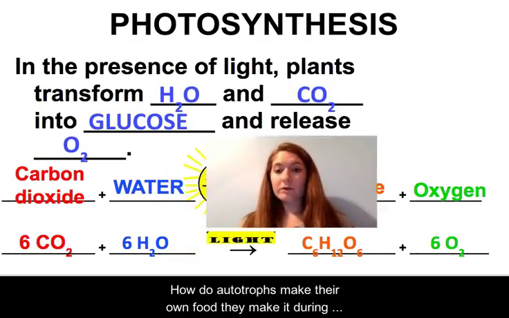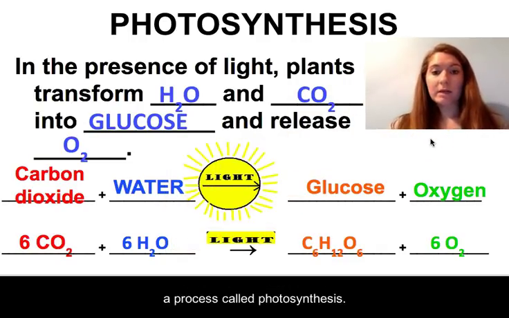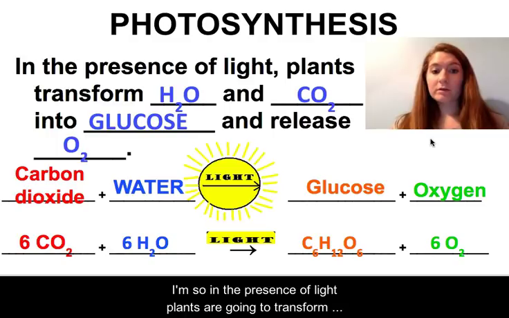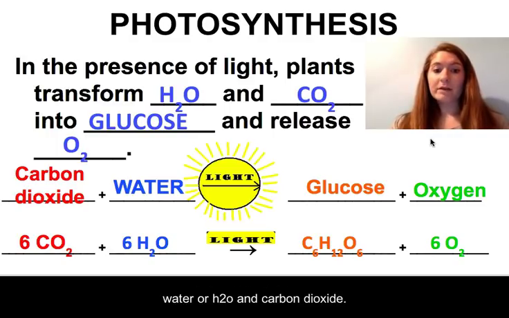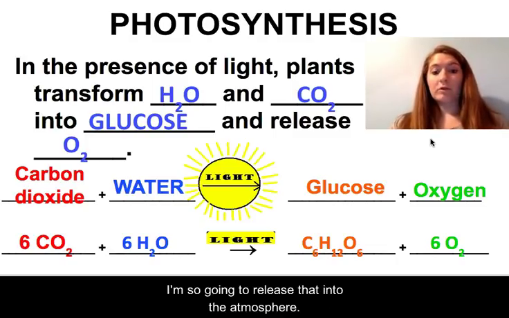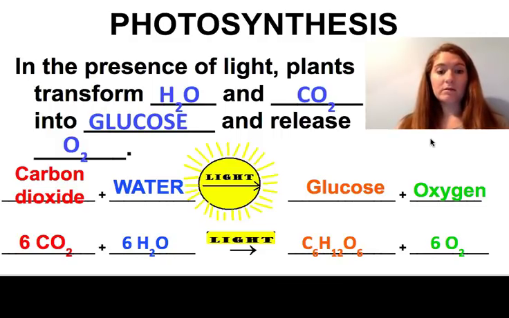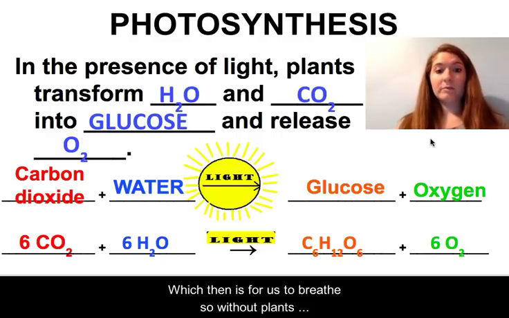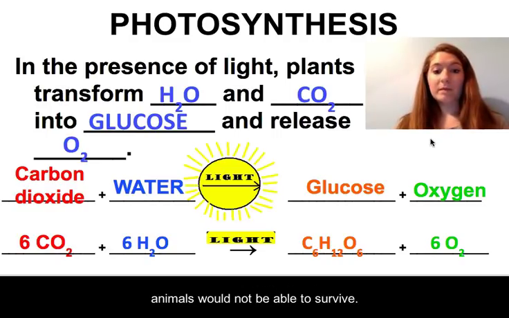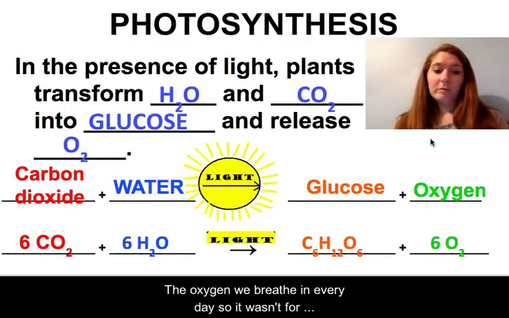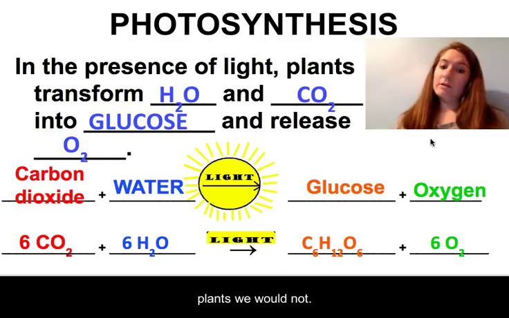All right, how do autotrophs make their own food? They make it during a process called photosynthesis. In the presence of light, plants are going to transform water, H2O, and carbon dioxide, CO2, into our glucose molecule. It does not need the oxygen, so it's going to release that into the atmosphere, which is for us to breathe. Without plants, animals would not be able to survive because we would not be able to breathe in the oxygen we breathe in every day. So if it wasn't for plants, we would not be here.